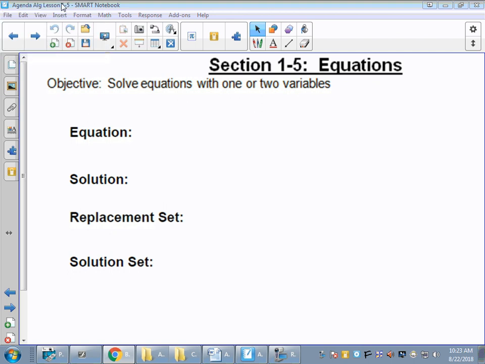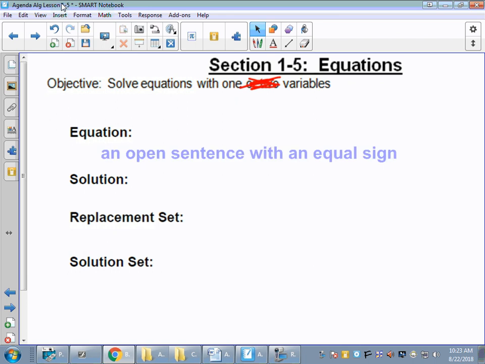Our objective here is to solve an equation with one or two variables. Actually, this time we're just going to do one variable. So we'll solve an equation with just one variable, and let's talk about what an equation actually is. An open sentence: a mathematical statement with an equal sign. Remember, an expression does not have an equal sign. So we have an equal sign now.